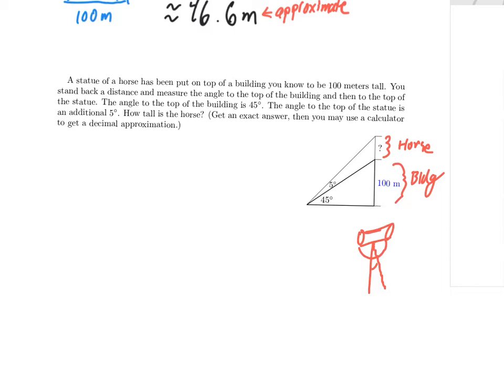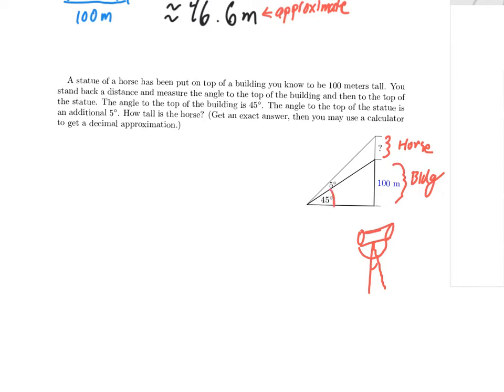But that's not the point. So suppose you've done that. And in fact, a modern Abney level will do all this computation for you, but it's important to know how it works. So a statue of a horse has been put atop a building. You know the building to be 100 meters tall. You stand back some distance. You don't bother measuring the distance. And you look to the top of the building.